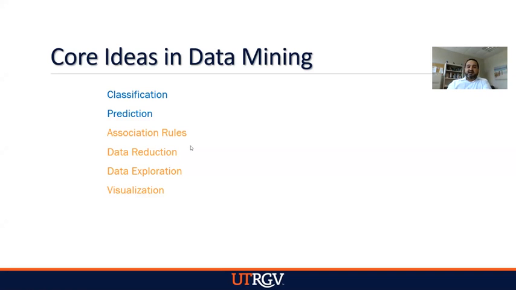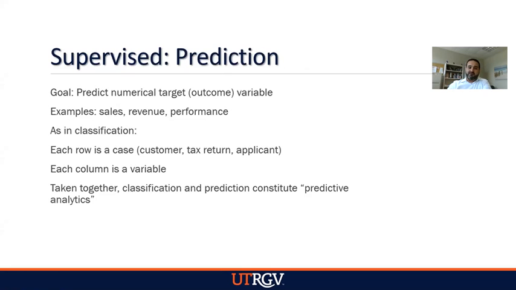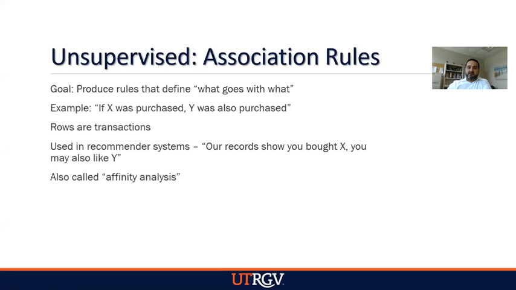So now let's see an example of classification. Again, classification is a categorical variable. It can be credit-worthy, not credit-worthy, fraud, not fraud, and so on. Prediction is a continuous variable.